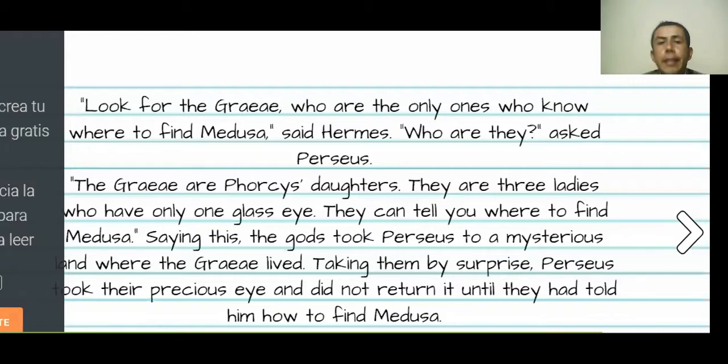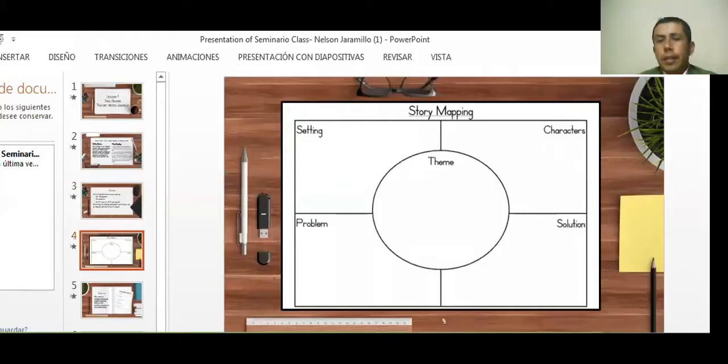On the other hand, skimming is useful to find specific information. When scanning, we must begin with a specific question with a specific answer. For example, when we want to find a character or setting of a story, in this case, the main characters are Perseus and Medusa, as you said before. We have this story map to write the setting, characters, problem, and solution from the story found within each paragraph.